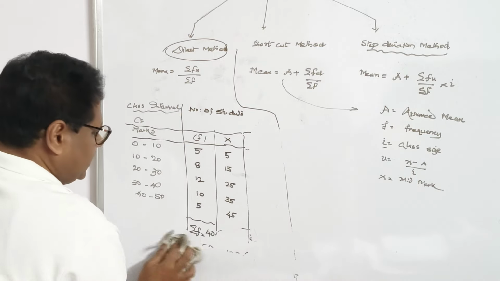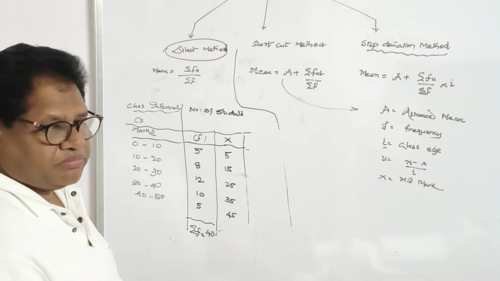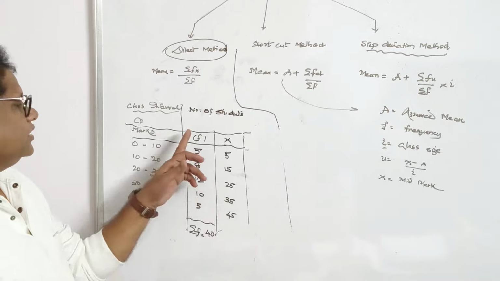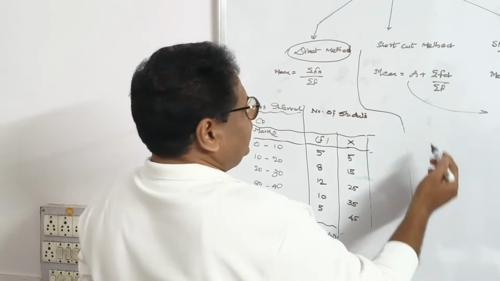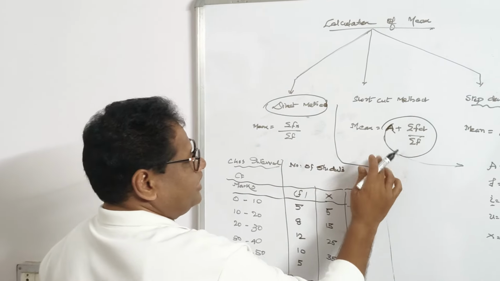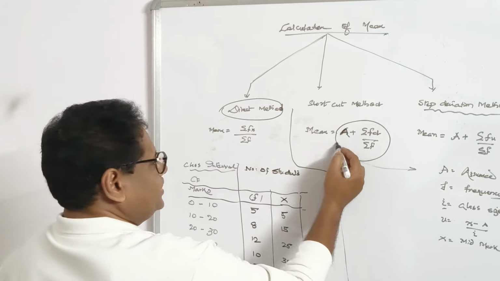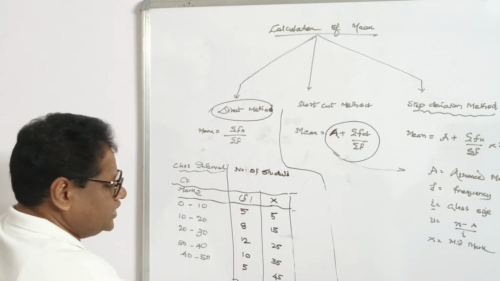Okay, and the total will remain the same, the mid mark will remain the same. Of course, for all the three methods, the mid mark and the frequency have to be there. Now what you have to do, here we have the formula: assumed mean A plus sigma fd by sigma f, right? So in this condition, we have to assume the mean in this terms.